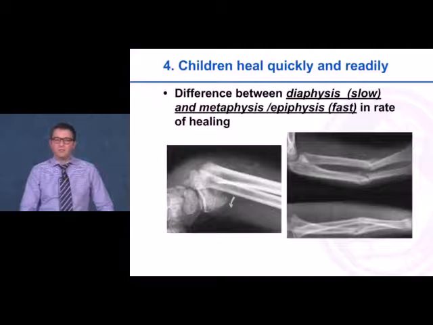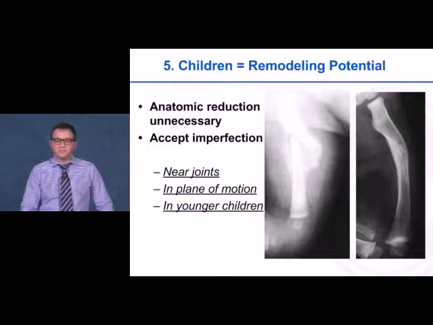While if you have a fracture in the diaphysis, which is in the mid-shaft of the bone, the healing takes much longer. In general, most children are casted for their injuries between 4 and 6 weeks. Children also have a tremendous remodeling potential, and this remodeling potential is directly related to the age of the child. This helps us as orthopedic surgeons because anatomic reduction is not always necessary.